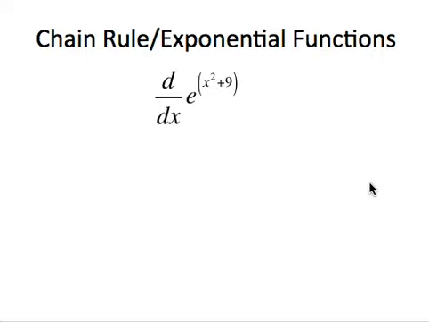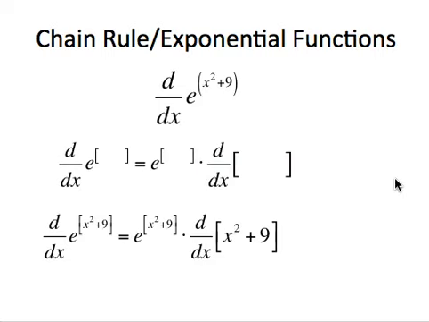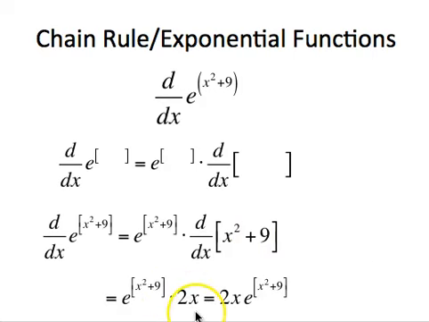Our next example, similar sort of thing, is the derivative of e to the x squared plus 9. The derivative of e to the something is e to the something times the derivative of the something. The something is x squared plus 9, so the derivative of e to the x squared plus 9 will be e to the x squared plus 9 times the derivative of x squared plus 9. And what is the derivative of x squared plus 9? That's 2x. So we get e to the x squared plus 9 times 2x, typically written as 2x times e to the x squared plus 9.